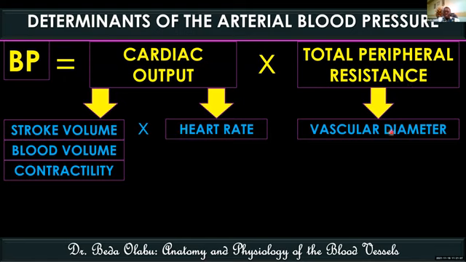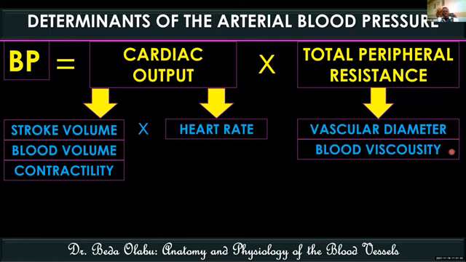How about the vascular diameter? The lumen of the blood vessel is influenced by the degree of vasoconstriction and vasodilation. And that is also affected by many things, like the autonomic nervous system. Sympathetic discharge in particular is an important determinant. The viscosity of blood, we said, is also a determinant of resistance. But remember, we said viscosity does not change much for any particular individual.